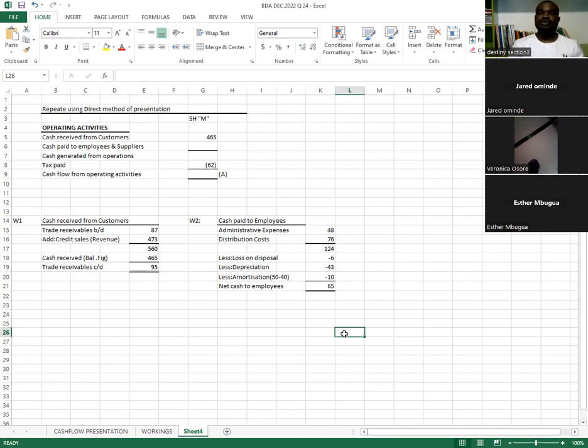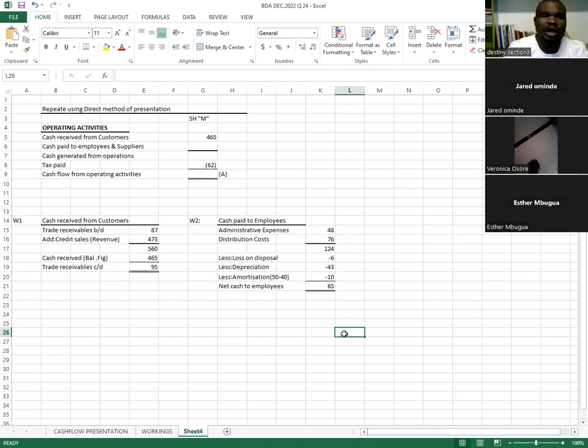So I hope you have understood. So for employees, you take administrative and distribution. Then you bring all the income and expenses which are in the question, but you cannot see them in the P&L. If you can't see them, it simply means they have been grouped in the administrative or cost of sales. So whichever you assume, perfect. So that is how we work out employees.